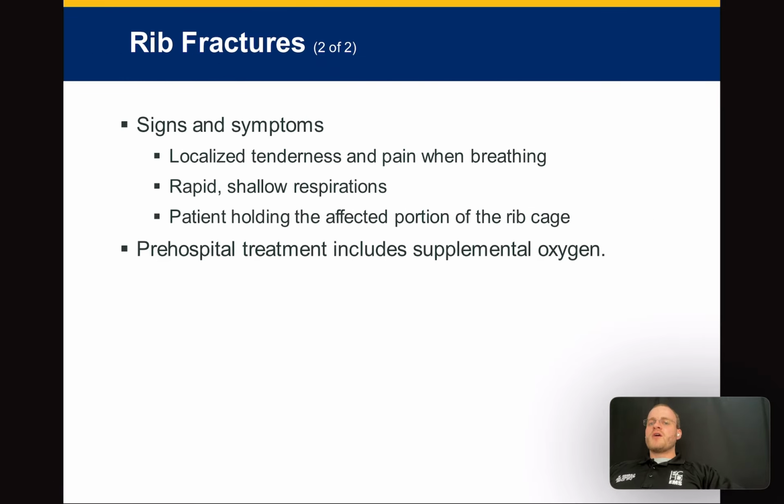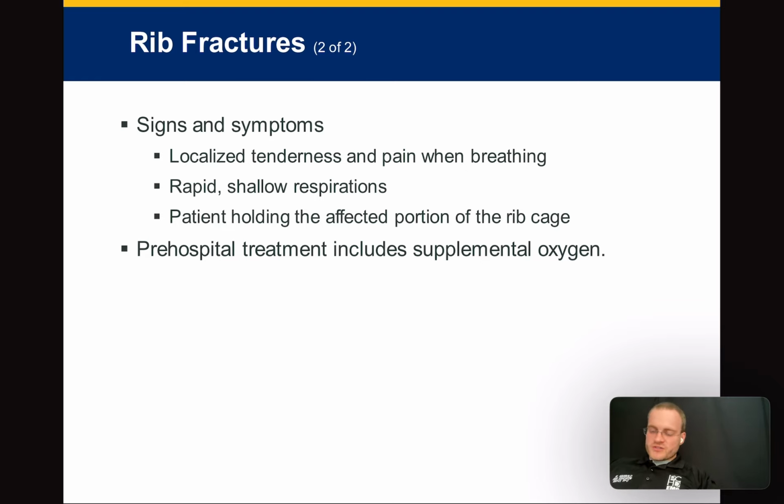And so the rib fracture, again, is going to be localized pain to that region. Remember, with any broken bone, we tell patients, I want you to point with one finger and one finger only exactly where it hurts. And they will point exactly where the fracture is. It is like an x-ray, so it's very, very reliable. Localized tenderness and pain when breathing, rapid shallow respirations, patient holding the affected portion of the rib cage.